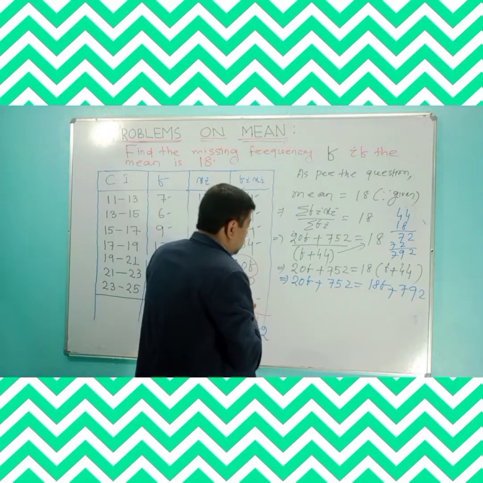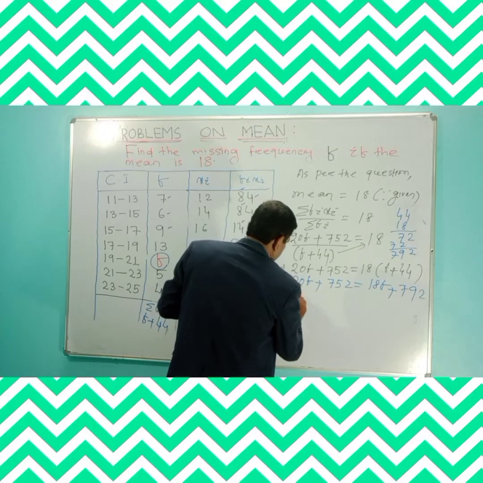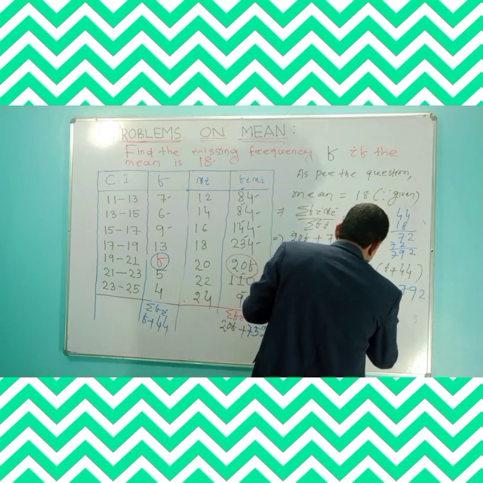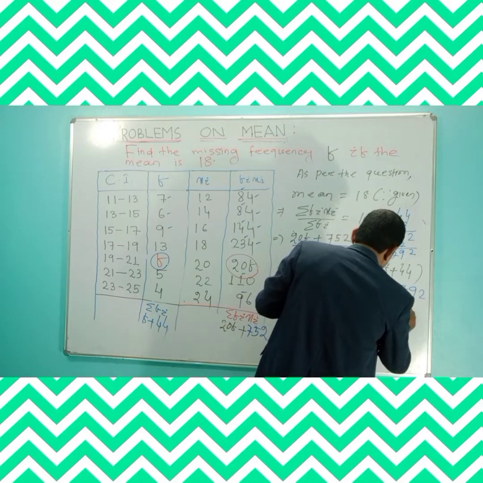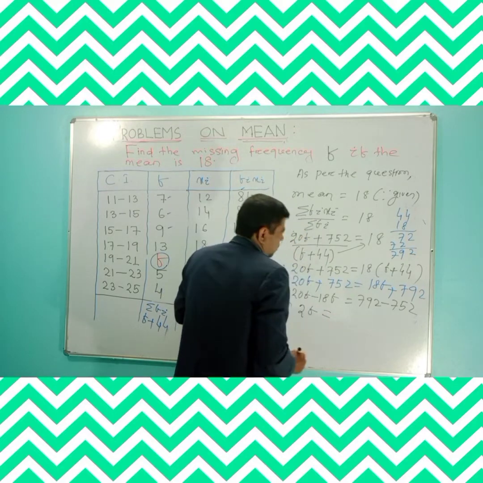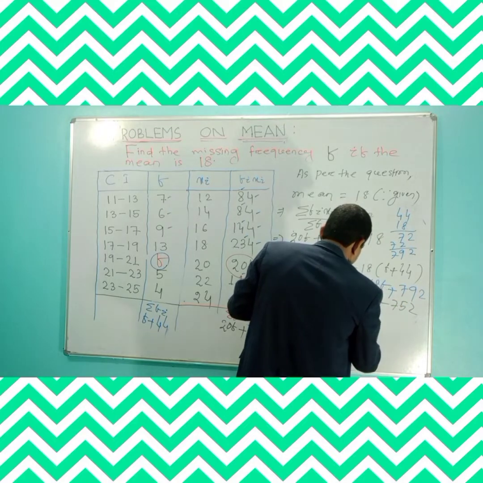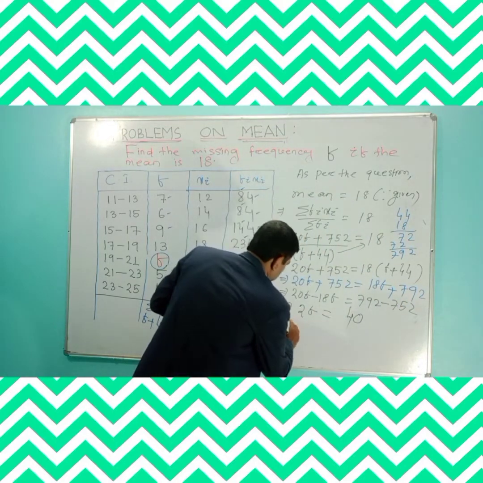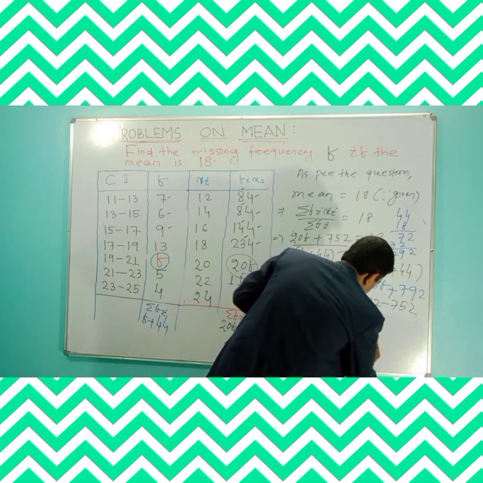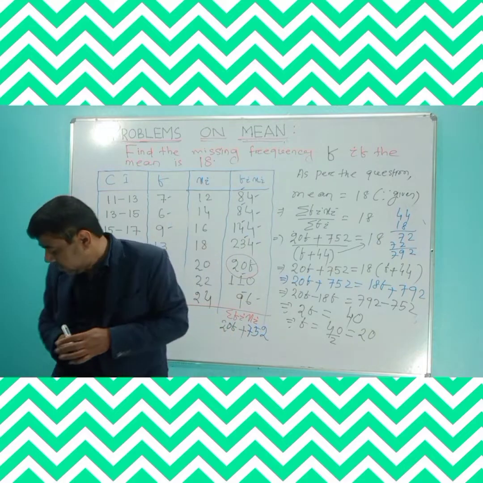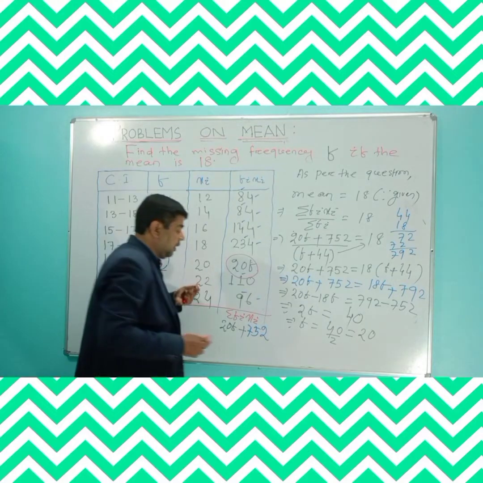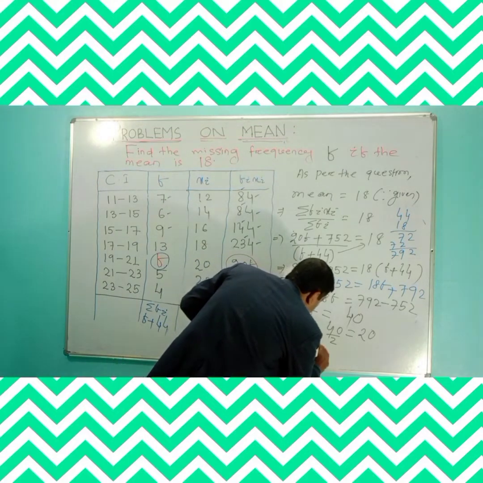So after that, 20f minus 18f is equal to 792 minus 752. So 20f minus 18f is 2f, and 792 minus 752 is 40. So f is equal to 40 by 2, which is 20. Thus we get the missing frequency: the value of the frequency f is equal to 20.